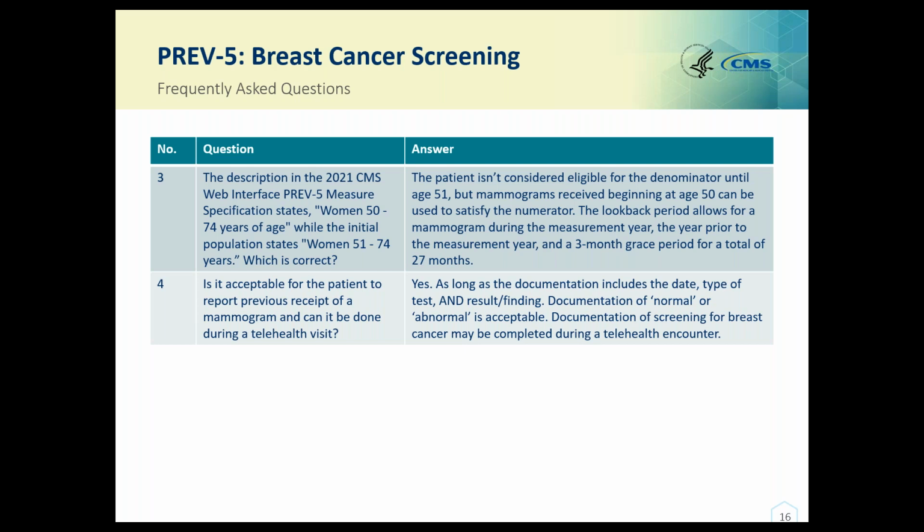Question 4. Is it acceptable for the patient to report previous receipt of a mammogram, and can it be done during a telehealth visit? The answer is yes, as long as the documentation includes the date, type of test, and the results or finding. Documentation of normal or abnormal is acceptable. Documentation of screening for breast cancer may be completed during a telehealth encounter. Next slide, please.